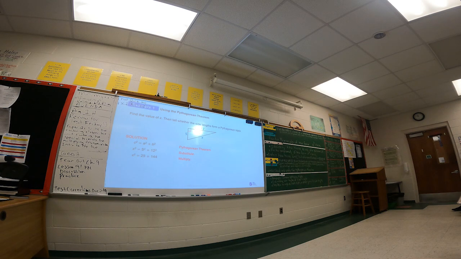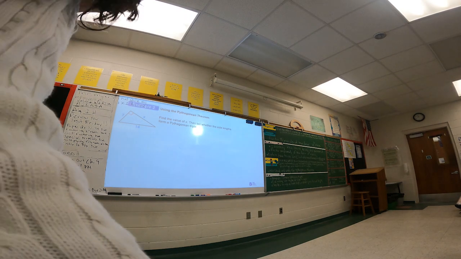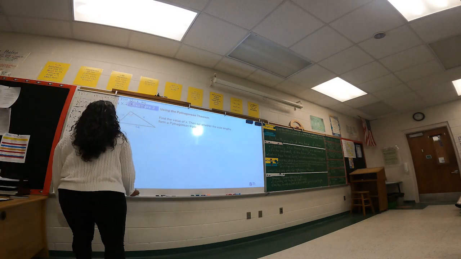So same thing, 25, 169, 13, found our x. And was this a Pythagorean triple? Yes. All right, here's another one. Find the value of x, tell whether the side lengths form a Pythagorean triple.